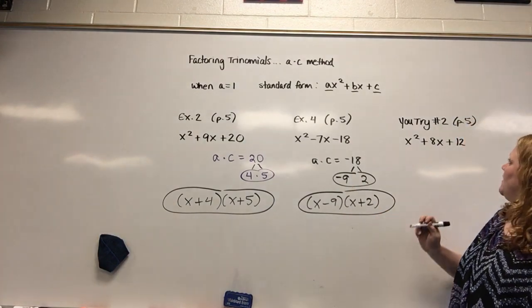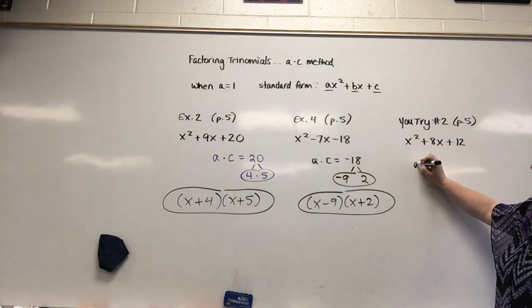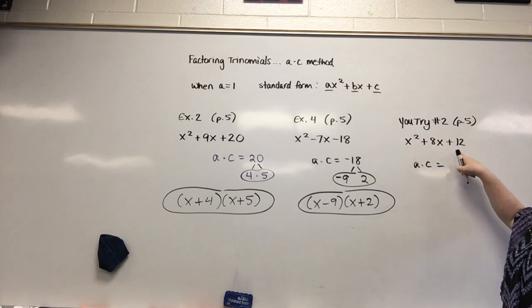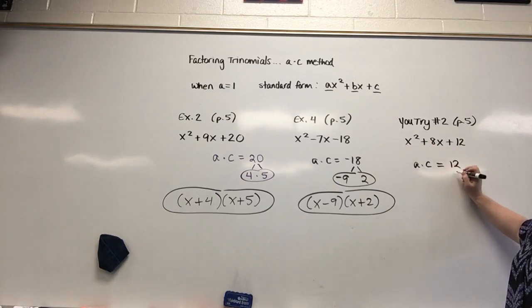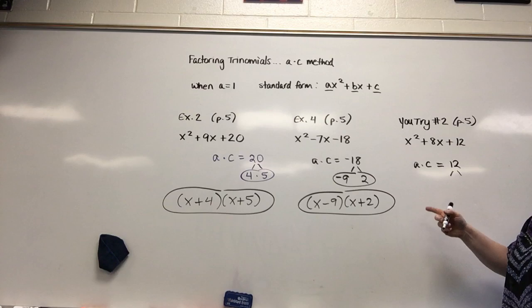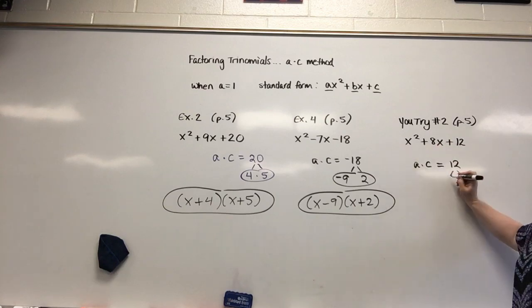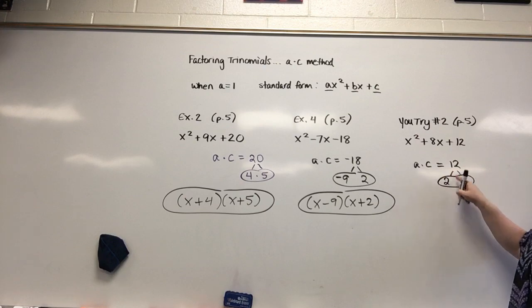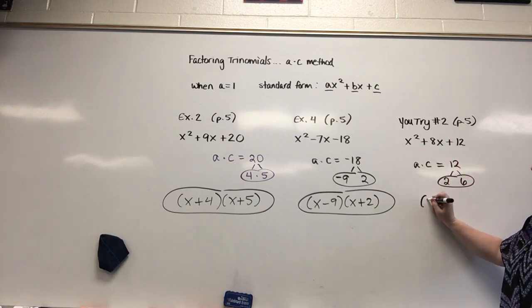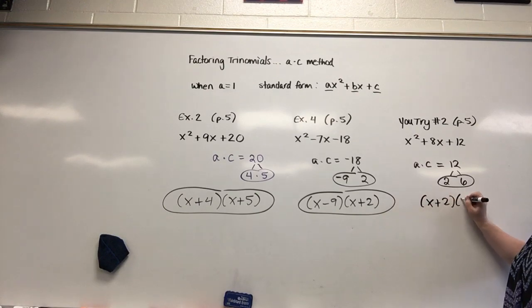The last one, the a times c, would be 1 times 12, which is 12. What can you multiply to get 12 that adds together to give you 8 in the middle? It would be a 2 and a 6. So 2 plus 6 is 8, and 2 times 6 is 12. So our factors would be x plus 2 and x plus 6.